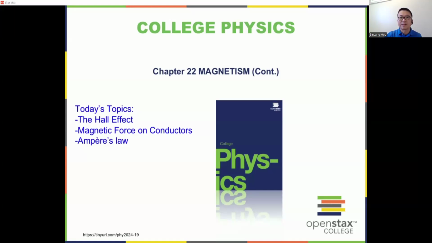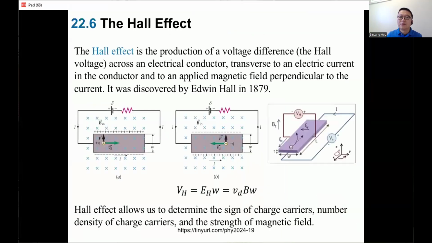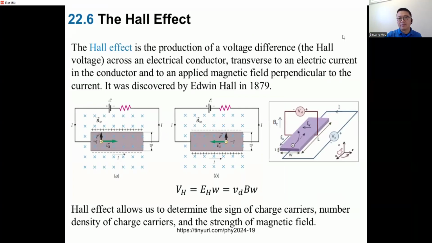So we'll jump in. For the Hall effect, this is again the application of the magnetic force on charged particles. In this case, you can use the magnetic force on the charged particles to determine, inside a conductor, which one is the charge carriers, either the positive charges or the negative charges. Okay, so the setup looks something like this.